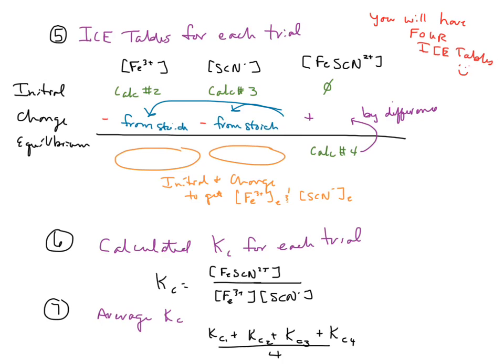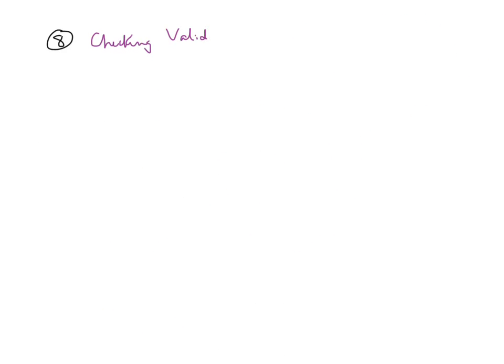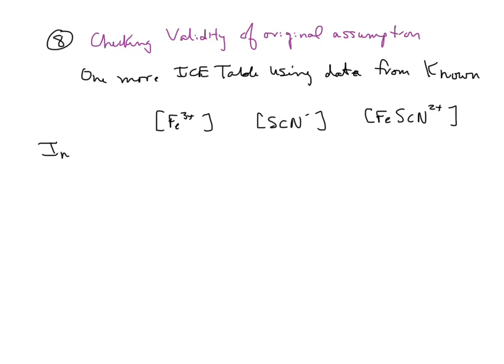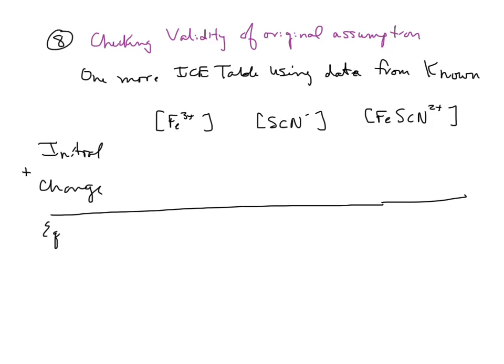Okay. So I mentioned that we're actually going to see if we were right to say basically all of that 1 mL of SCN minus was used up in that first known. And here's how this goes. It's called calculation 8, and we're checking that original assumption. Notice everything in purple would be very valid titles. One more ice table, turning your attention to the known now. Not your trials, but the known. So this ice table is for your known.